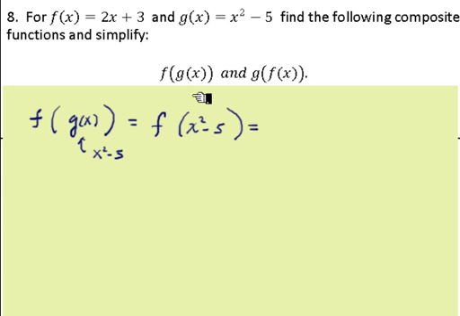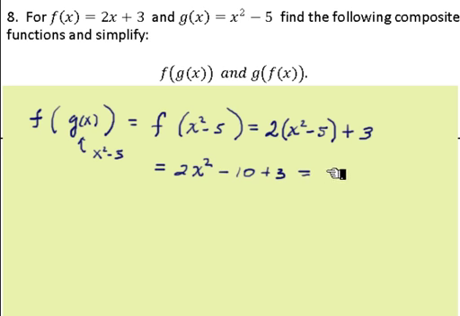Now let's write our function f. F is 2x plus 3, and we'll put a blank set of parentheses instead of x. Now whatever we have in here, we put in here. Okay, so put the x squared minus 5 in the blank set of parentheses. And that's it. That's our composite function. Now maybe we want to simplify a little bit by multiplying through by this 2. Okay, so that would give us 2x squared minus 10 plus 3. And we can combine these two like terms. And we have 2x squared minus 7.